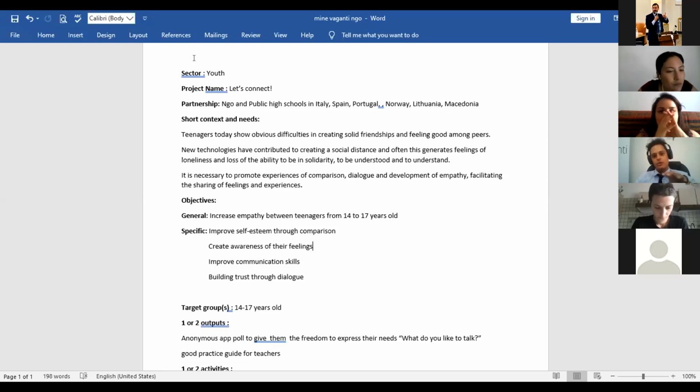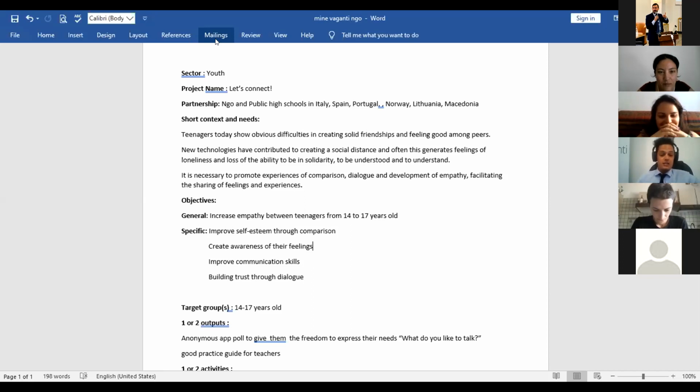And again, if you're talking about involving schools, working with teenagers, I will probably be a better fit for school education than youth. I see that you write in the partnership NGOs and public high school, so you also want to involve schools in this. If we were talking about NEETs, neither in education, work or training, it would have been okay in youth. The way it's structured looks a bit more like school education to me, but we will also have Sam's feedback on this.